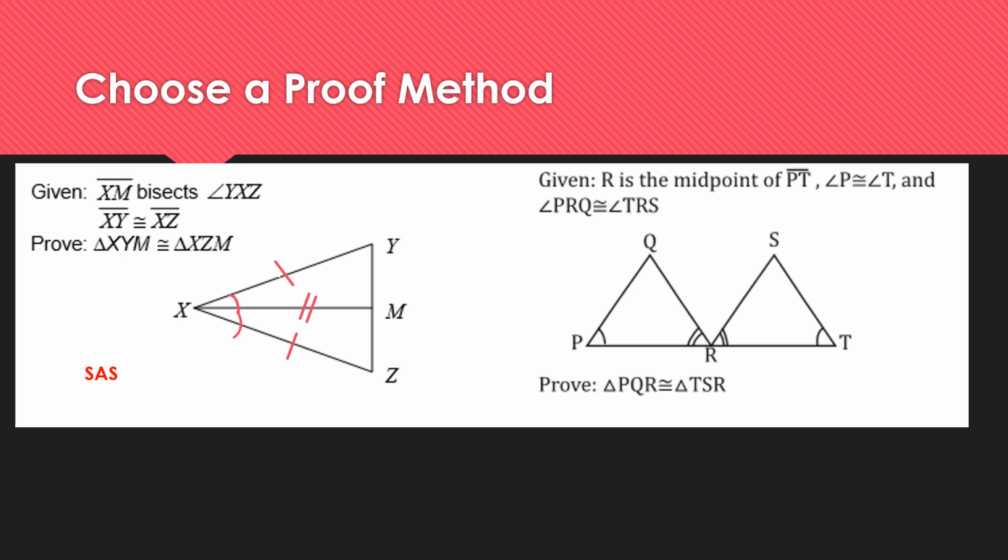For the next example, R is the midpoint of segment PT. So I stop. I know that if R is in the middle of PT, then I have two congruent segments, so I mark them. And then the other parts are just given to me like in the other proofs we did. So angle P is congruent to angle T. It's already labeled. And then the two angles at R, PRQ and TRS, are also congruent. So now I know that this is angle, side, angle. And again, we've already practiced that, so we're hoping that the side, angle criteria is a little bit easier for you to spot.